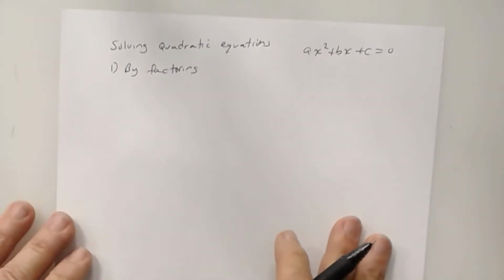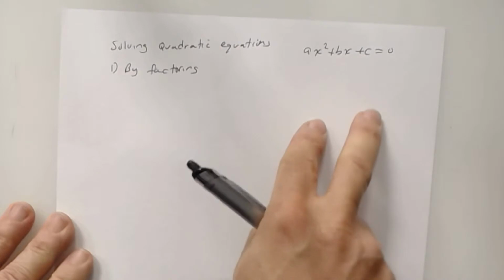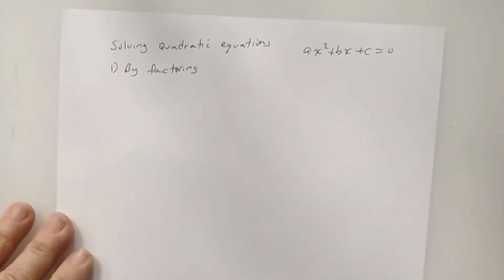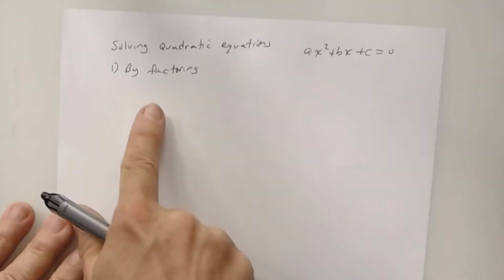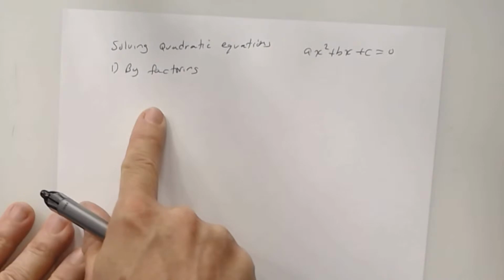So notice it's not linear, because what's the largest exponent? 2. So it's quadratic. So you're going to solve a quadratic equation differently than you would a linear equation. You're going to notice the process is different. The idea is different. So one way to solve a quadratic equation is by factoring. But not all quadratic equations are factorable.